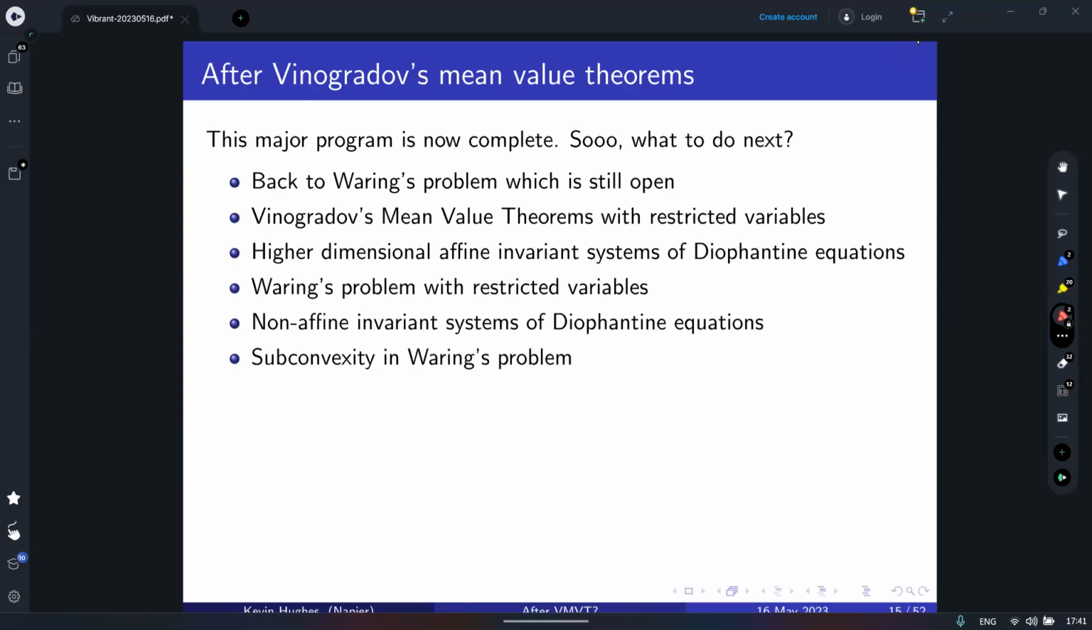You can go back and do Waring's problem with restricted variables. So that's like a harder version of the first one. Right, but while these two are done, these other two are still open. And more generally, you can do non-affine invariant systems, more higher dimensional things that aren't affine invariant. And then more recently, what I've been thinking about, and others such as Trevor Wooley, Julia Brandes, and Sprodinsky, it's coming up in additive combinatorics, is subconvexity in Waring's problem. Sort of beating, when it's reasonable to, the bounds that come out of the Vinogradov mean value theorems.